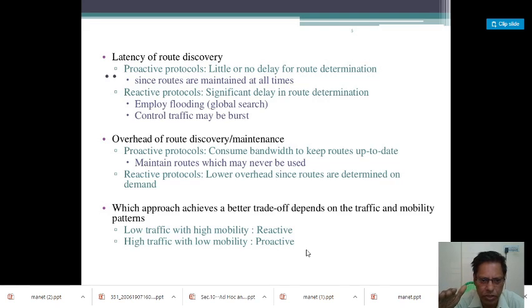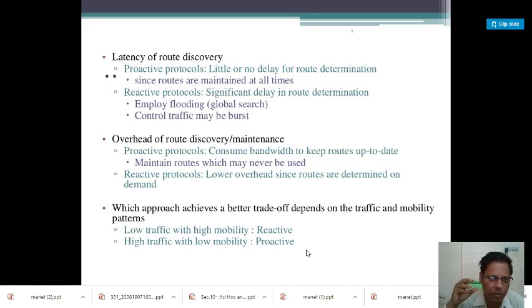Which approach achieves a better trade-off depends on the traffic and mobility patterns. Lower traffic rates suit reactive protocols, and higher traffic rates suit proactive protocols. That is the main difference: reactive protocols suit low traffic with high mobility, and proactive protocols suit high traffic with low mobility.